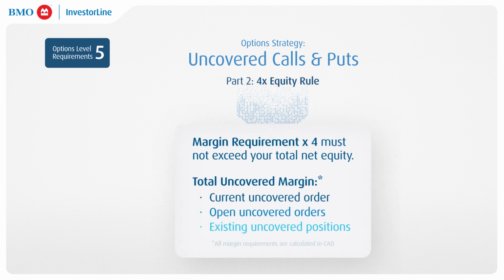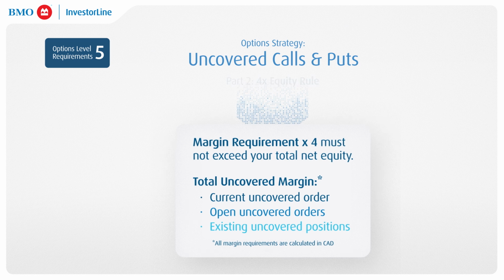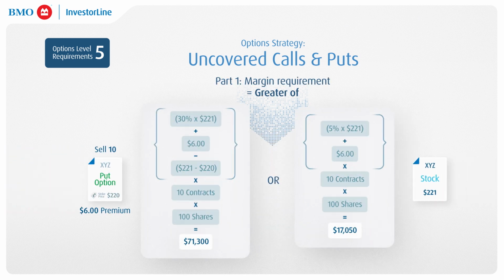Furthermore, under the 4 times equity rule, the margin requirement for your total uncovered position multiplied by 4 must not exceed the total net equity of your account. The total uncovered margin required includes the current uncovered order, any open uncovered orders, and any existing uncovered positions. Let's illustrate this with an example.